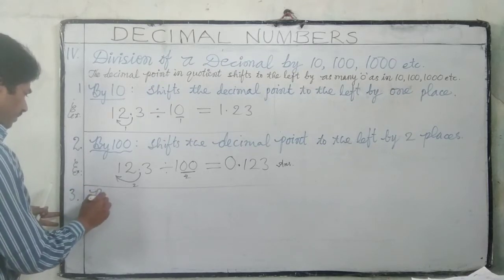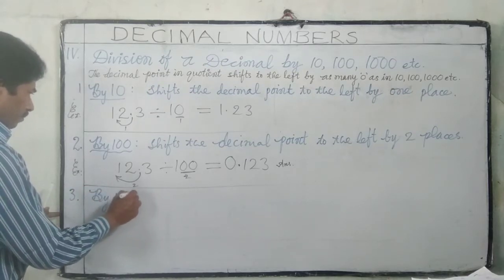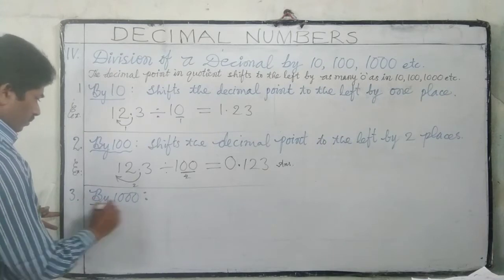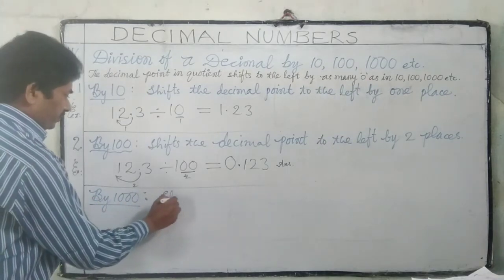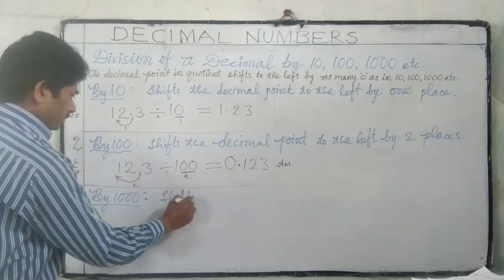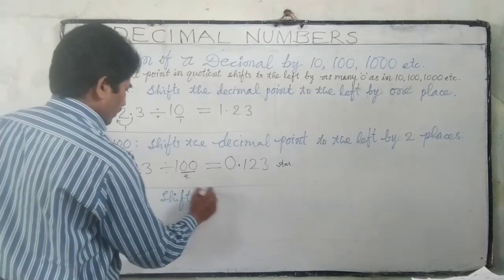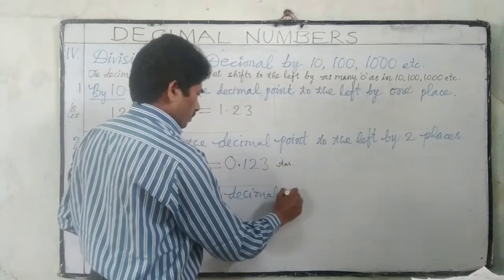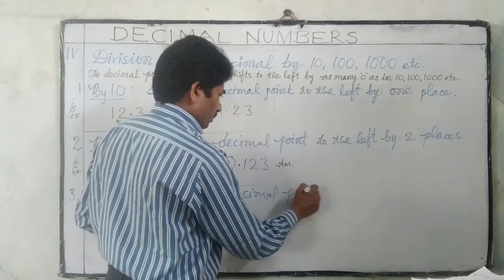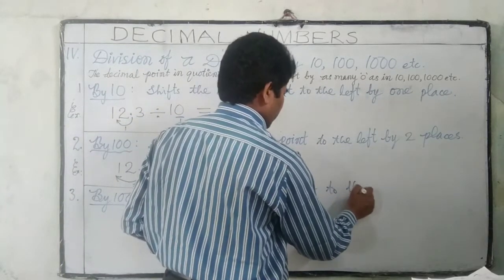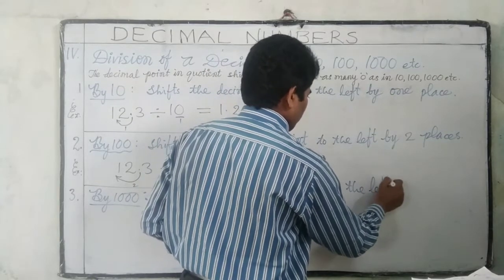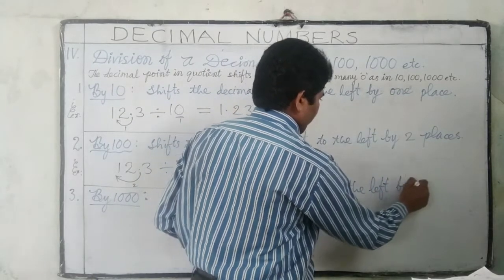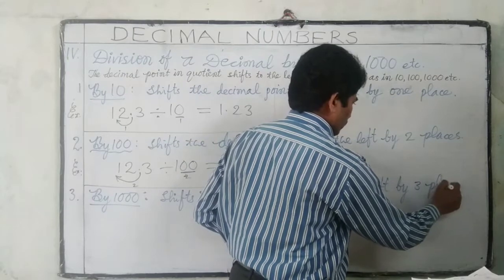By 1000, shift the decimal point to the left by three places.